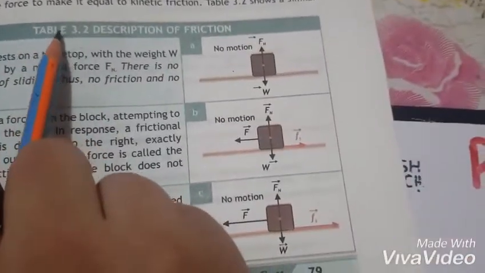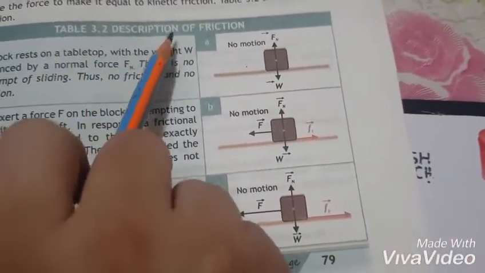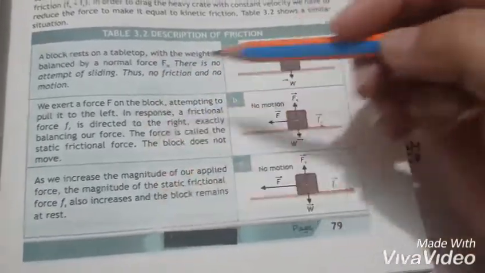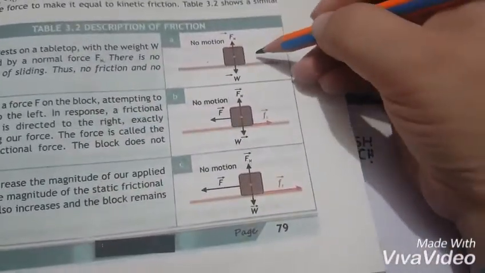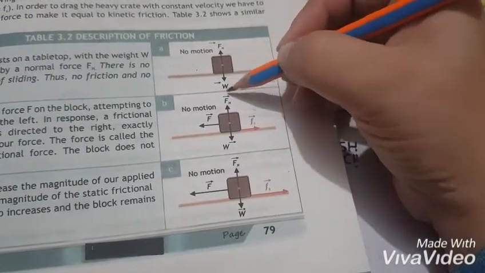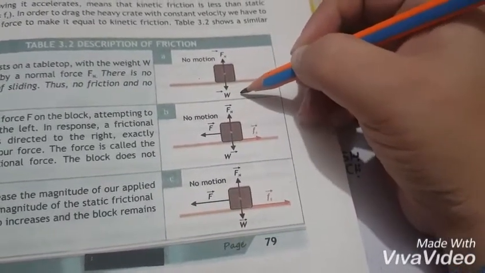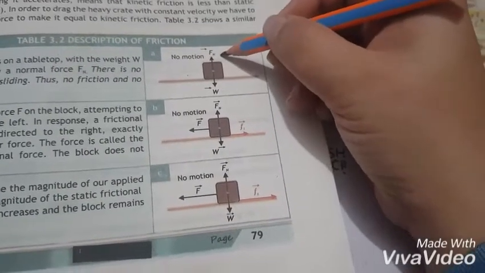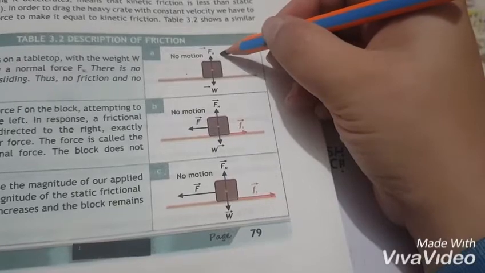If you apply, read this table carefully. Table 3.2, description of friction. You have to read all these descriptions. For example, in figure A, it is clearly shown that there are two forces acting on a body. One is weight, which is acting in the downward direction. We know that weight always has a downward direction, and the other is the normal reaction force.